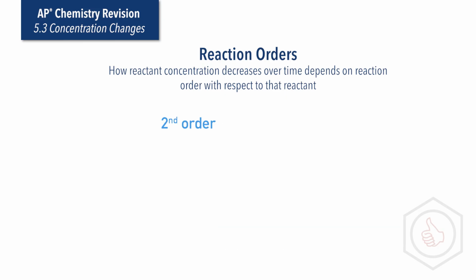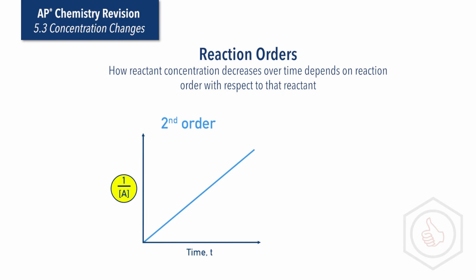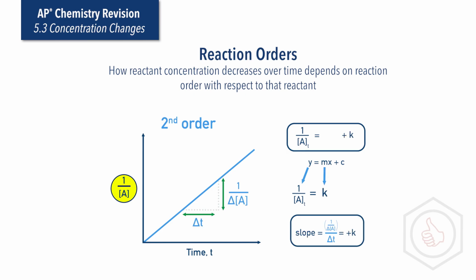For second-order reactions, a plot of the reciprocal of the concentration of that reactant against time will give a linear graph with an upward slope. This shows us that the rate depends on the concentration of the reactant squared. Again, the straight line will follow y equals mx plus c function, with y being 1 over concentration of A at time t, m the slope, rate constant k, x being time t, and c the intercept being 1 over concentration of A at the start.